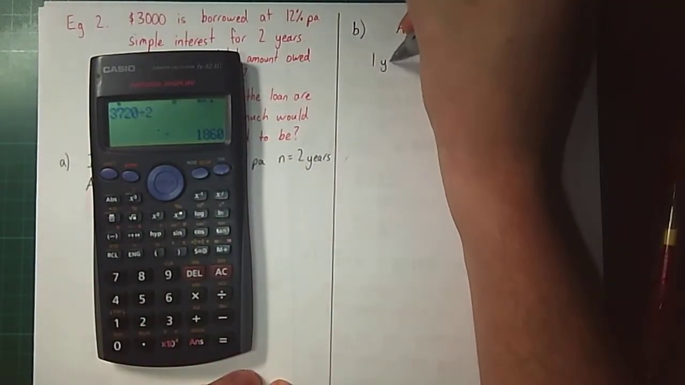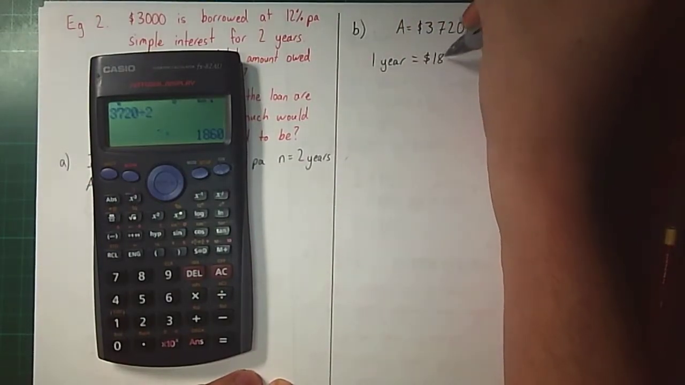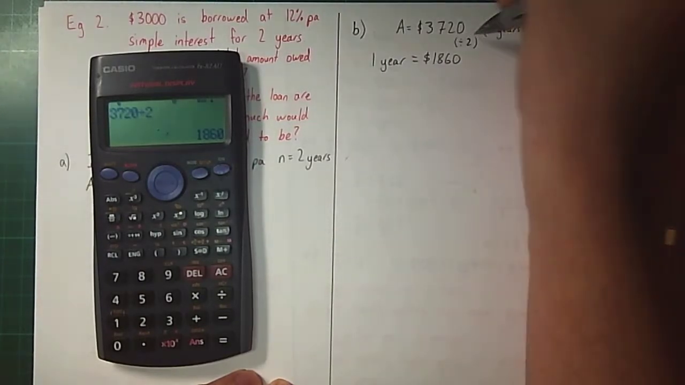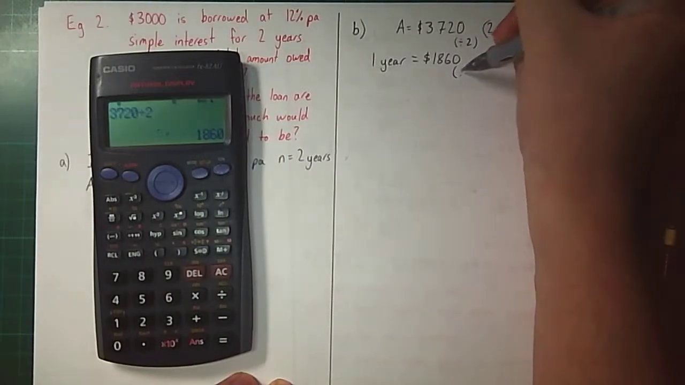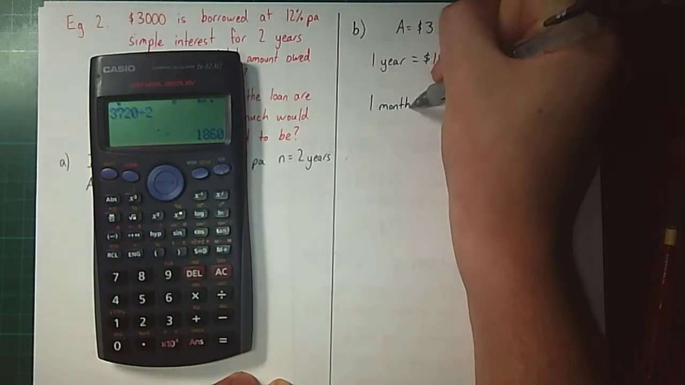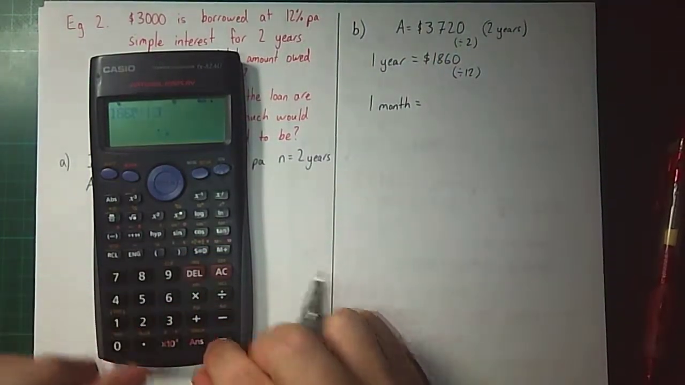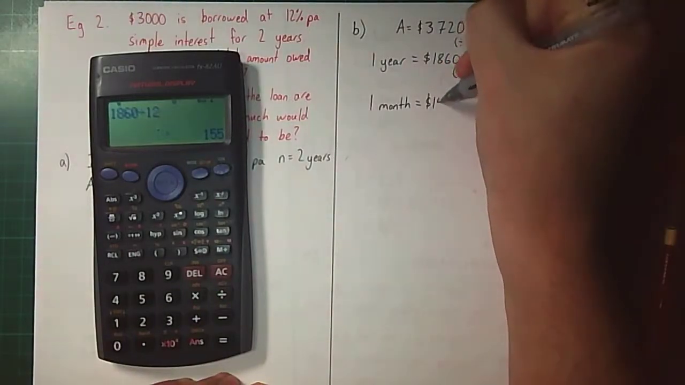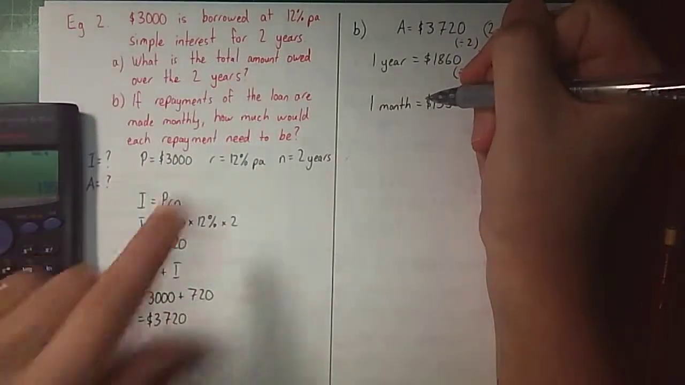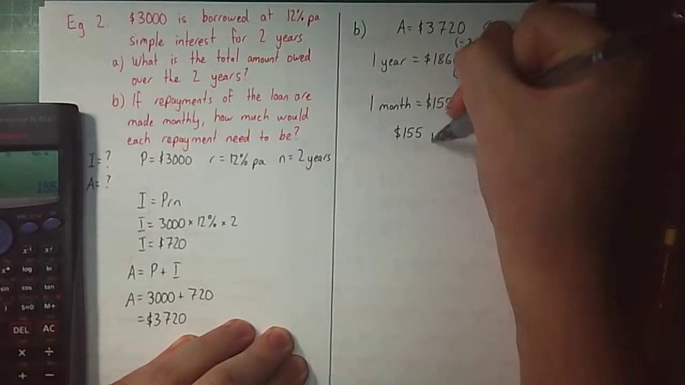So 1 year is equal to $1,860. And we did that by dividing by 2. Now we're going to divide this by 12 to get monthly, so 1 month. If we do $1,860 divided by 12, we'll get $155. So that means that the loan repayment made monthly is going to be $155 per month.